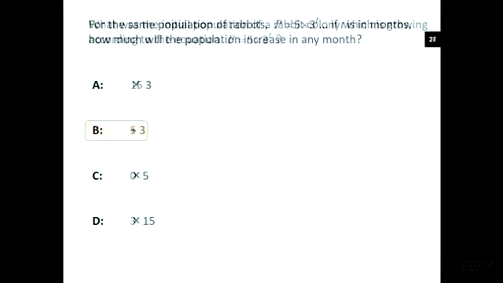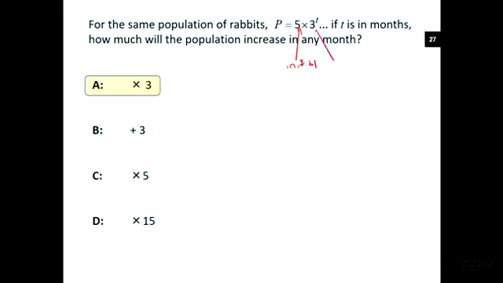5. Yep. For the same population of rabbits, if t is in months, how much will the population increase in any month? So after a month, which of them is correct? What's happened to the population after a month? Is it a trap? It's just related to the multiplying factor. And what does it keep happening to it? 5 doesn't change. It keeps getting times by 3. That's it. Okay? So every formula, initial, and this number here is the multiplying factor, which just says you keep getting times by 3.